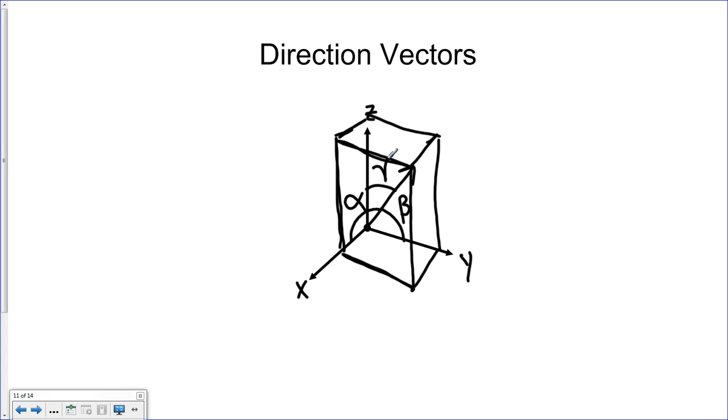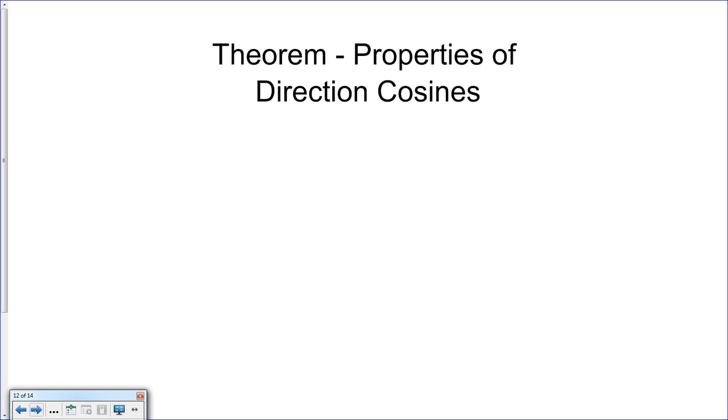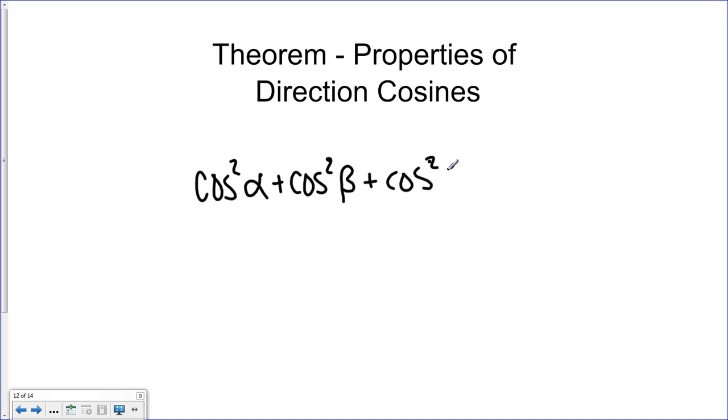Now we have a theorem that relates these three angles together using the cosine. So it says simply that the cosine squared of alpha plus the cosine squared of beta plus the cosine squared of gamma has to equal 1. So the cosine squared of each angle, when you add them all up, you should always get 1.